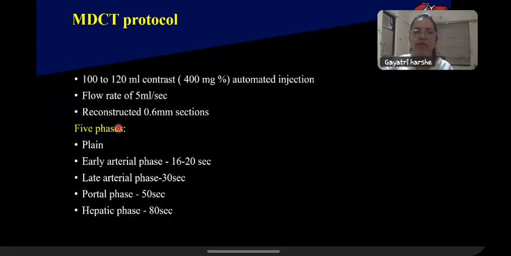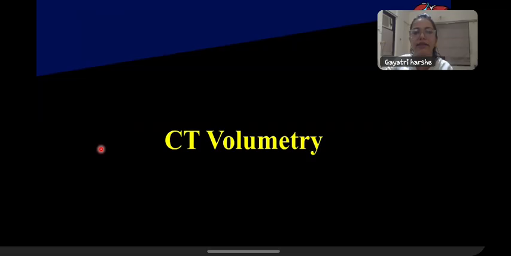100 to 120 ml of contrast will be injected, that is with a flow rate of 5 ml per second, and reconstructed 0.6 millimeter sections will be acquired. Phases will be plain first, because we identify the liver attenuation index on this. Then next will be early arterial phase, which will be taken at 16 to 20 seconds, then late arterial at 30 seconds, and portal phase at 50 seconds, and hepatic venous phase, that is at 80 seconds.